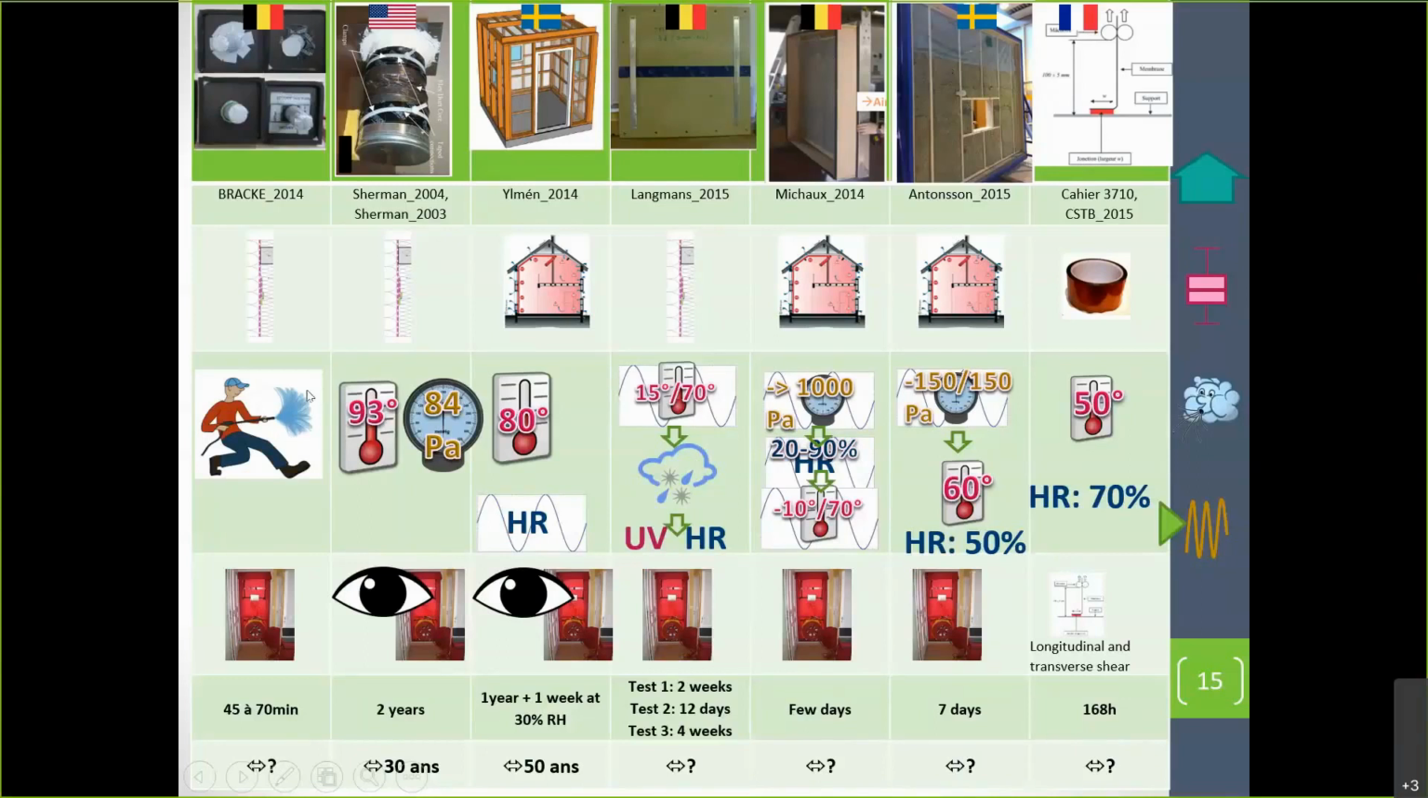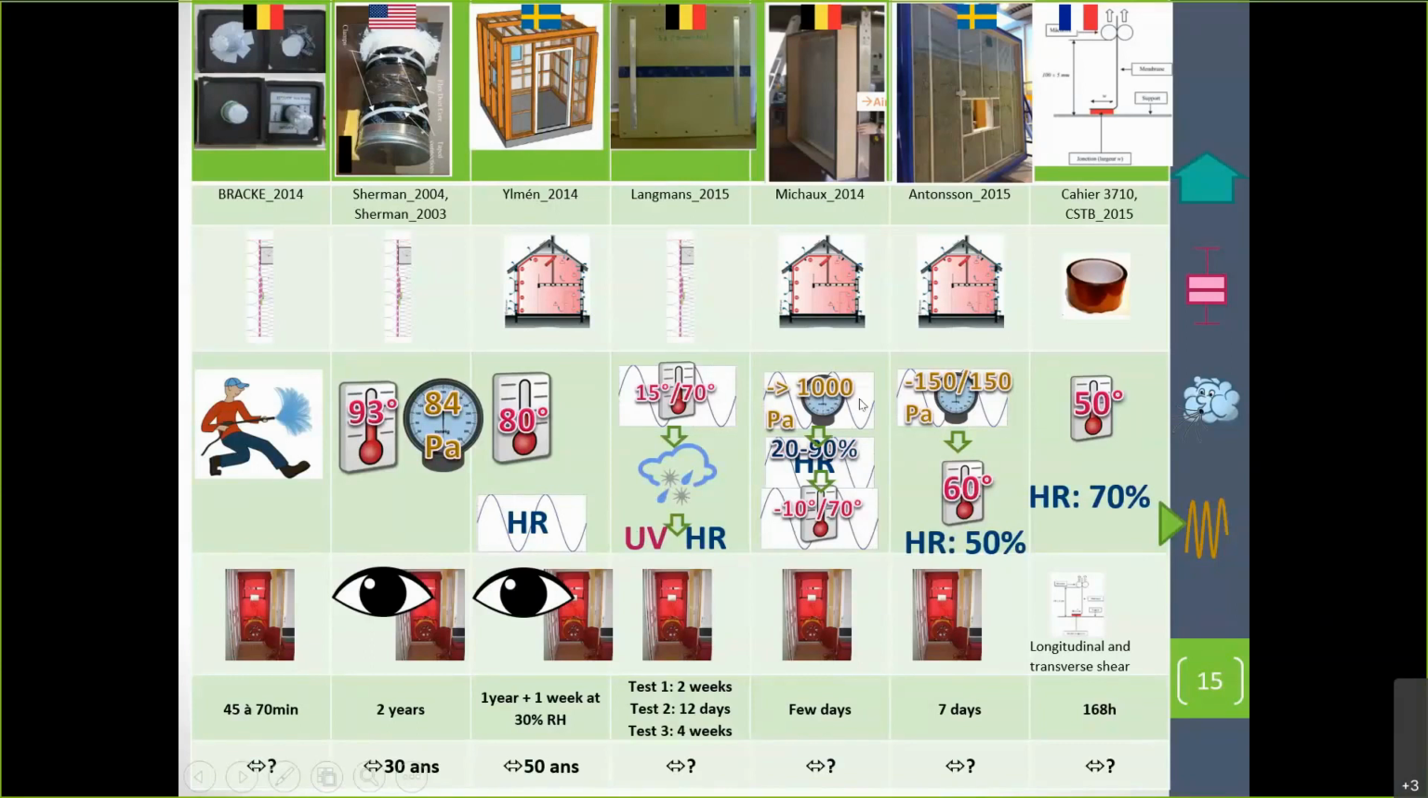And well, the hygiene protocol was very different from one test to another. Here it was just a water pressure test, here a water pressure pulse test, and here they have maintained at 93 degrees and 84 Pascal. That was for ductwork airtightness products. Here they have maintained at 80 degrees and done cycles of humidity. Here they have done cycles of temperature and cycles of freezing and rain and UV also, because it was made to be outside. Well, it was a rain screen, so it can be submitted to UV also.